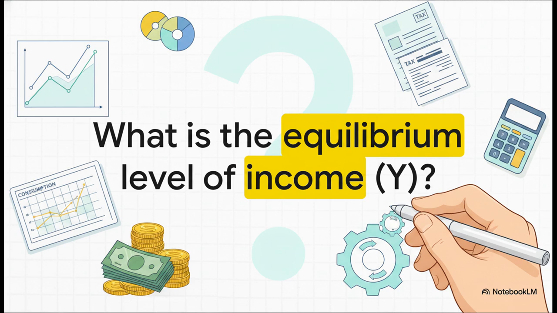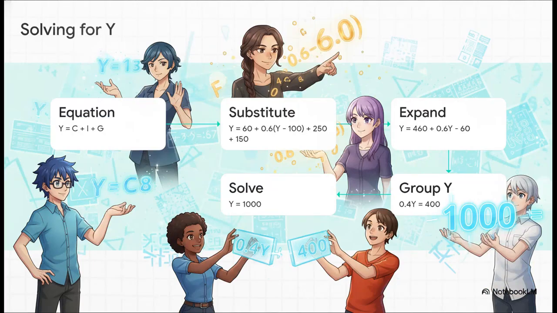Let's walk through exactly how to derive this so you aren't overwhelmed by the math. By sequencing the derivation step by step, we can intuitively see what happens. We start with our core identity, Y equals C plus I plus G. We just drop our numbers in. The really critical step is step 3, where we distribute the 0.6 across the income minus taxes. This gives us our total autonomous spending block of 400 on one side and 0.4Y on the other. When we divide 400 by 0.4, we arrive at our final total income of 1,000.